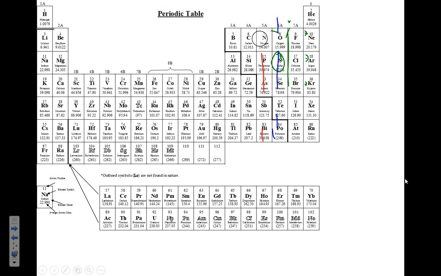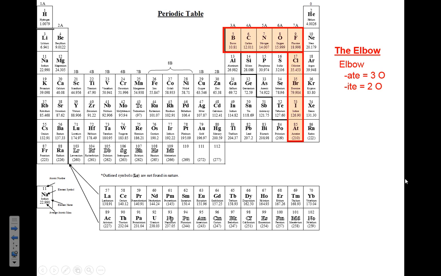Now let me wipe the slate clean here so we can look at the elbow. How do we remember those tricky ones where we need to know sulfate is SO4 and we need to know nitrate is NO3 and permanganate is MnO4 and so on? How to remember those types of things? Well, there's a way to do it if you know where the elbow is on the periodic table. So what is the elbow? Well, there it is. It looks like the number 7 there. Those are our elbow elements.